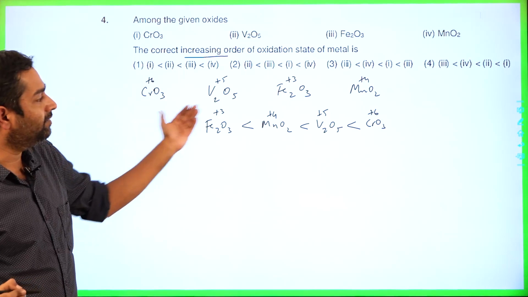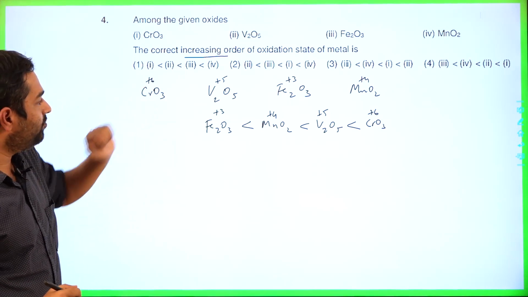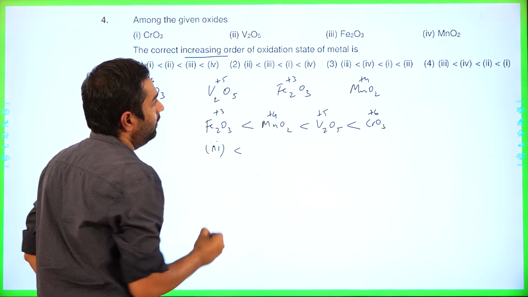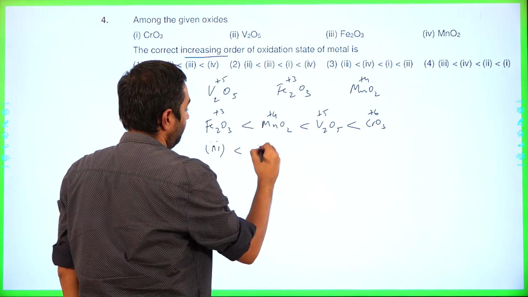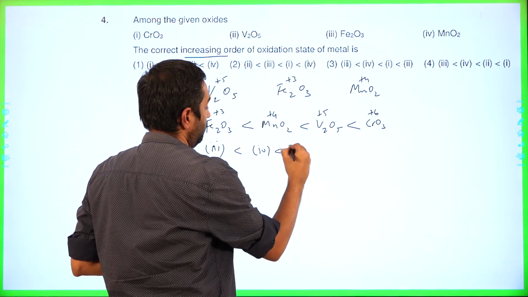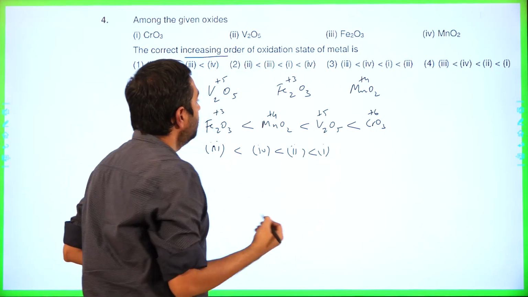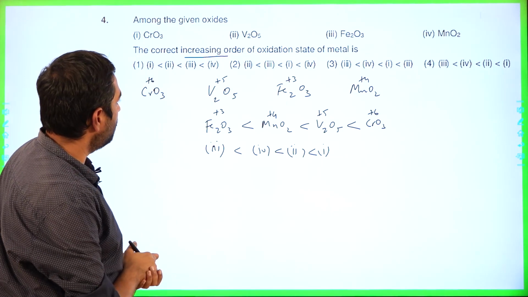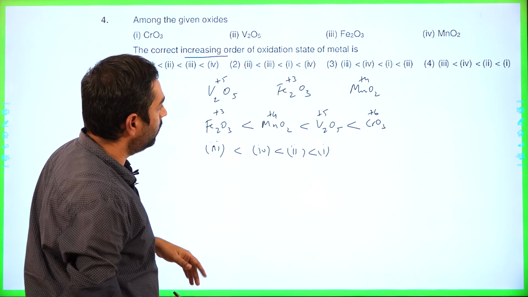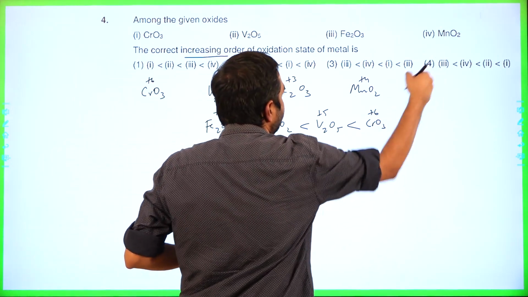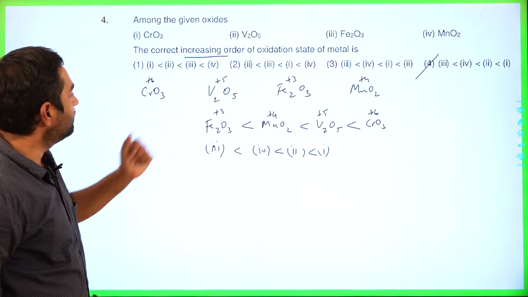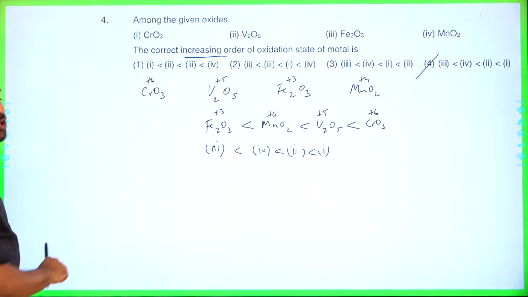So this is the increasing order here, which basically translates as 3 less than 4 less than 2 less than 1. So which option is going to be the best option here? We need 3 first, then 4, 2 and 1. We have this as the best option here. So 3 less than 4 less than 2 less than 1. The answer is the fourth option in this particular question.